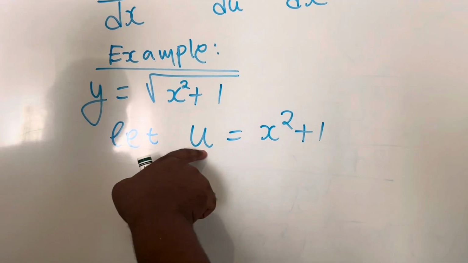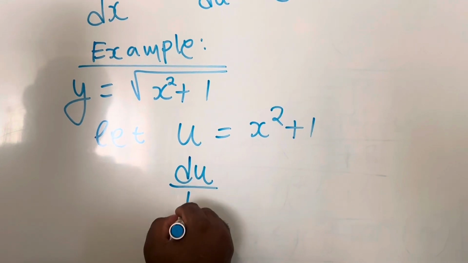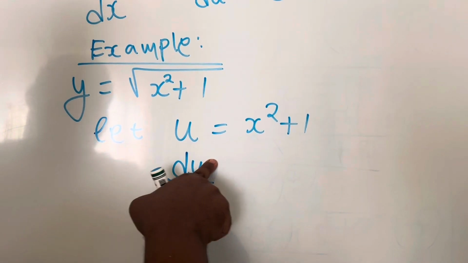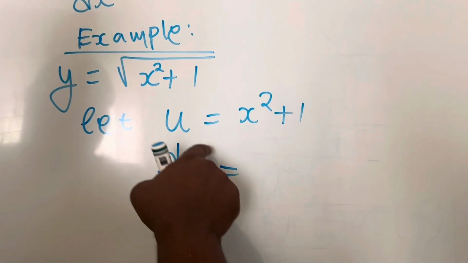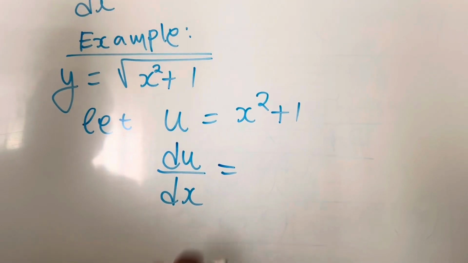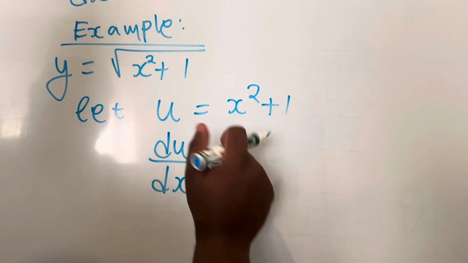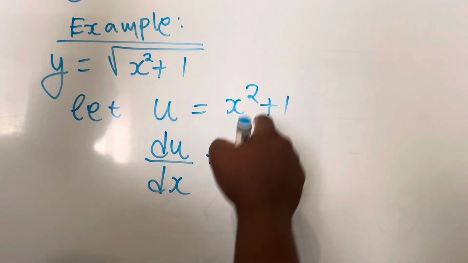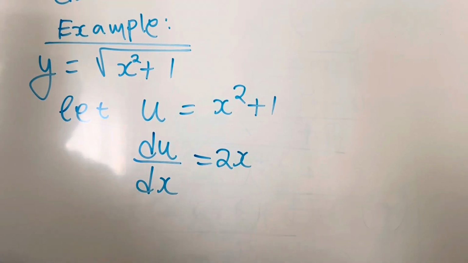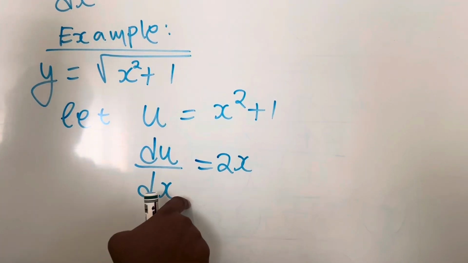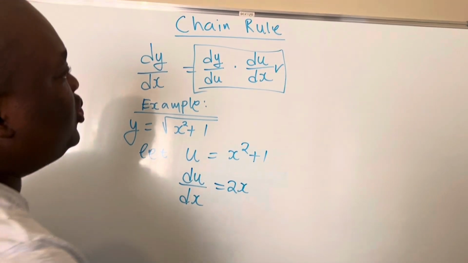Now that we have let u to be this function, let's find the derivative of that function of u with respect to x. What will be the derivative of u with respect to x? Because we're focusing on x, we bring down the 2, it will become 2, subtract 1, then it will become 2x. Now that we have found du dx, remember we need to apply this chain rule method.